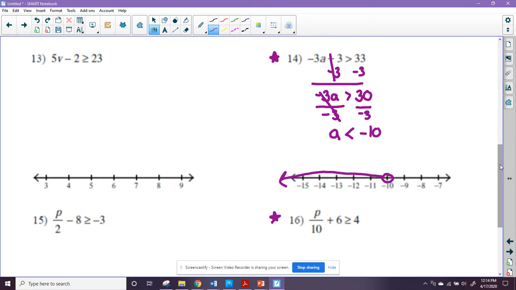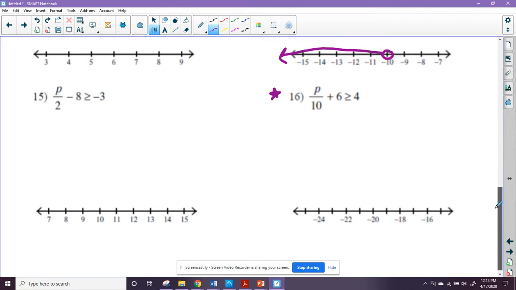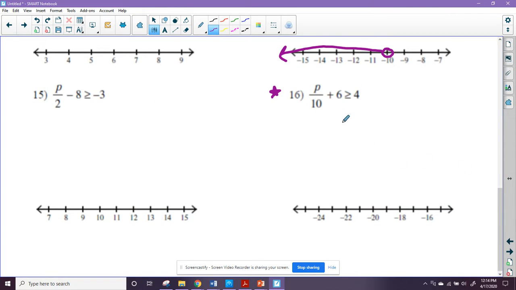The last problem we're going to look at today is number 16. So we have P divided by 10 plus 6 is greater than or equal to 4. So we have to get P by itself. We have a loose number of plus 6. We have to get rid of that first. So we're going to subtract 6 on both sides.